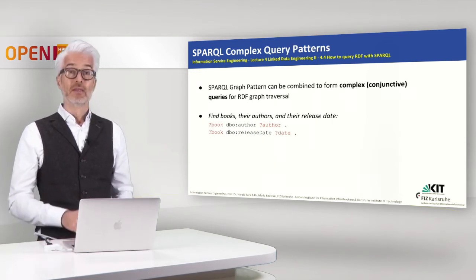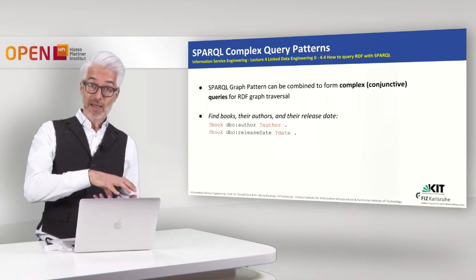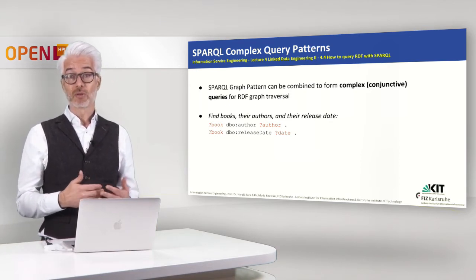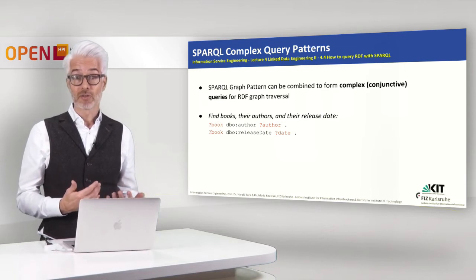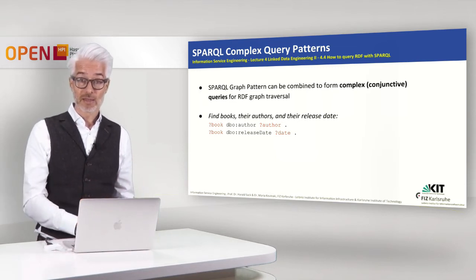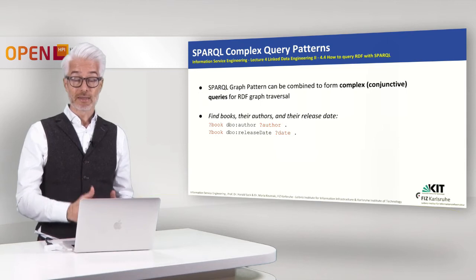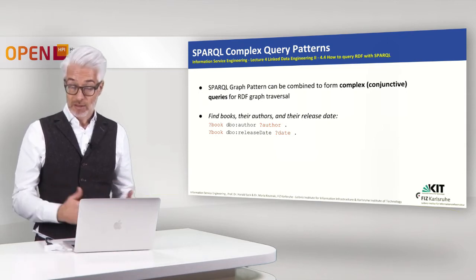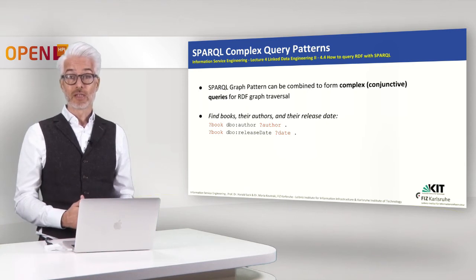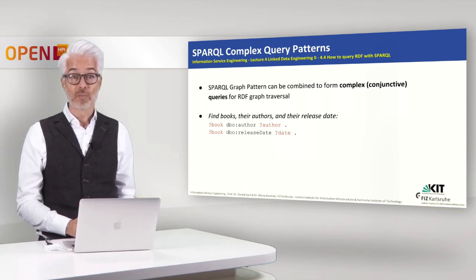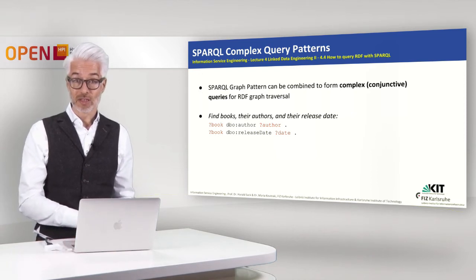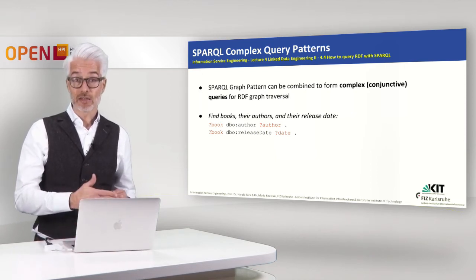Okay, so when I now combine specific graph patterns together, they form so-called complex or conjunctive queries. So usually if I have one graph pattern and another graph pattern and I state them following one the other in a SPARQL query, what you get is usually a conjunctive query which combines both result sets that are created by both of these graph patterns in a conjunctive way.